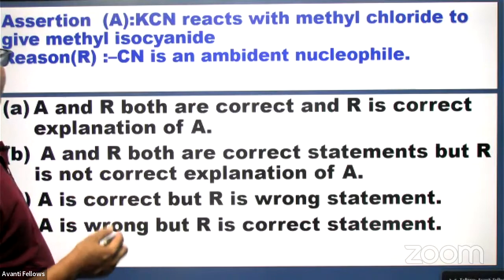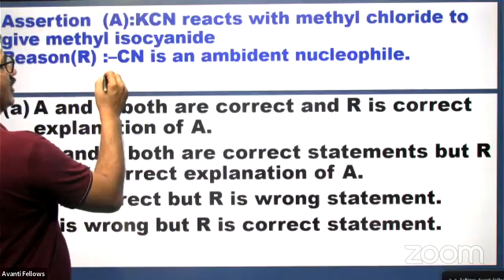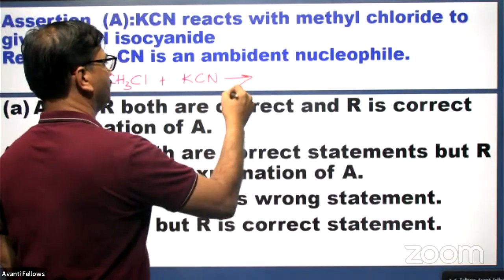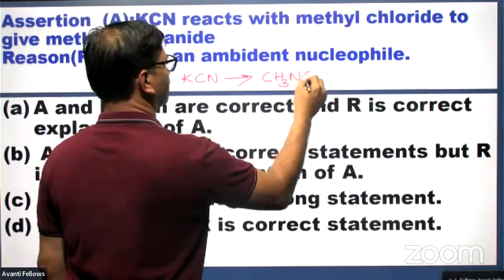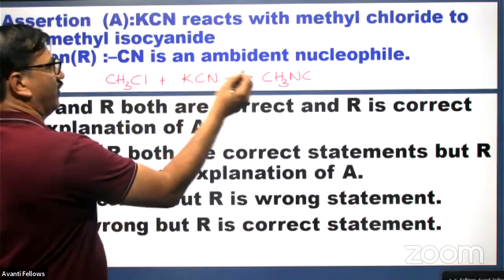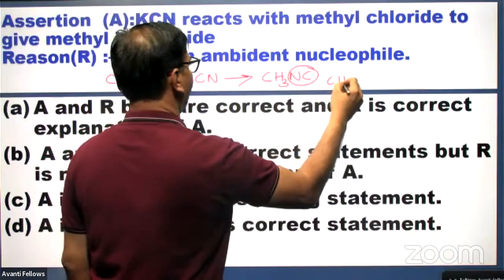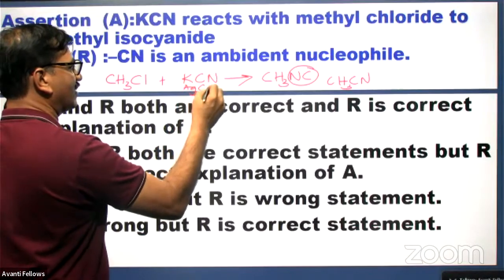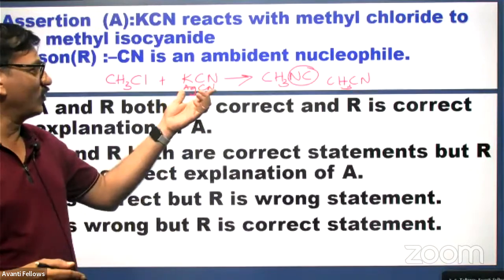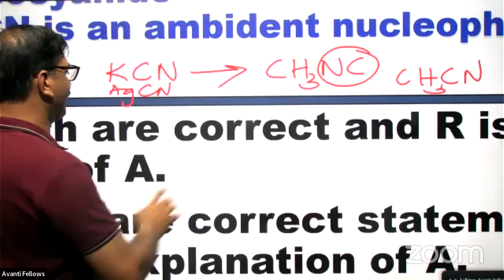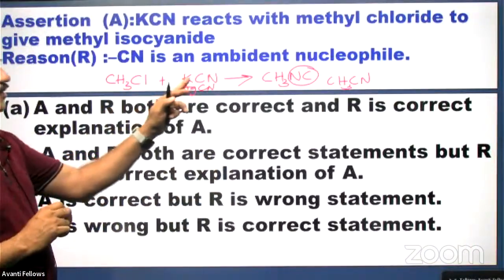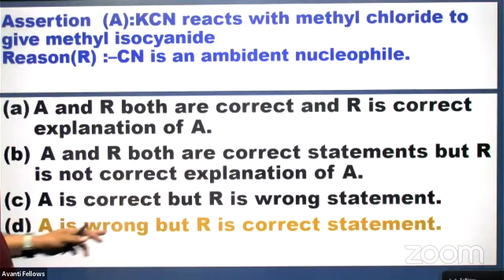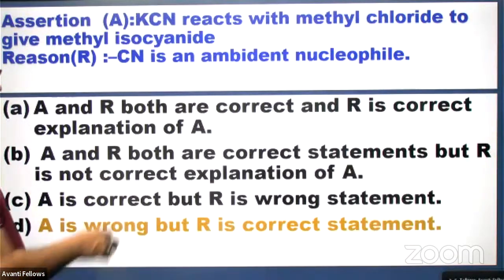Now, KCN reacts with methyl chloride to give methyl isocyanide. CH3Cl, methyl chloride, reacts with KCN to give methyl isocyanide. Isocyanide is NC. So this itself is wrong because it is giving CH3CN. Why is this confusing? Because there are two reagents, KCN and AgCN. When it reacts with AgCN, it will give this compound. Therefore, directly you can say that the assertion itself is wrong. So the answer is: A is wrong, but R is a correct statement. So that is the answer, right?